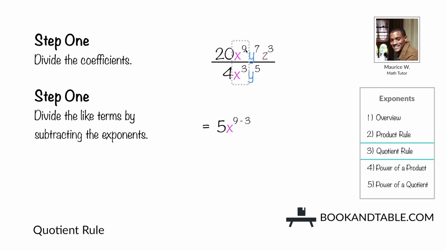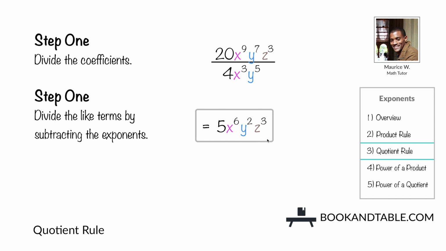x to the ninth divided by x to the third is equal to x to the 9 minus 3, which is 6. You divide your y's. y to the 7th divided by y to the 5th is equal to y to the 7th minus 5, which is 2. And then you have z to the 3rd and no z in the denominator. So that just leaves you with z to the 3rd in the numerator. So that gives you a final answer of 5 times x to the 6th times y squared times z cubed.